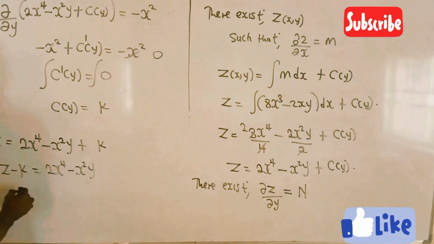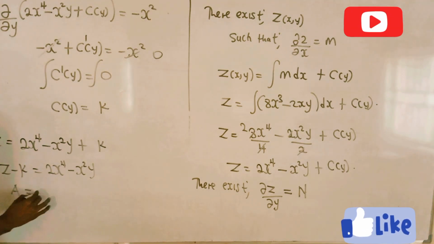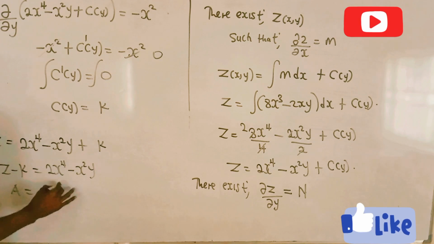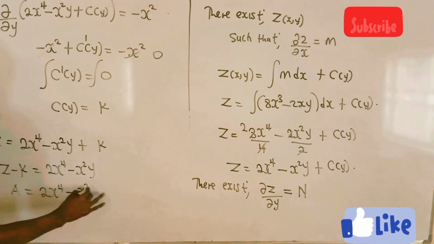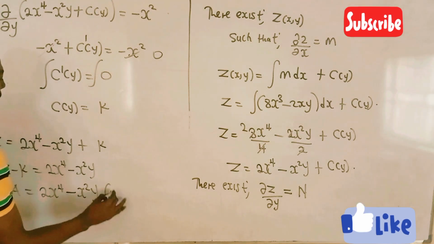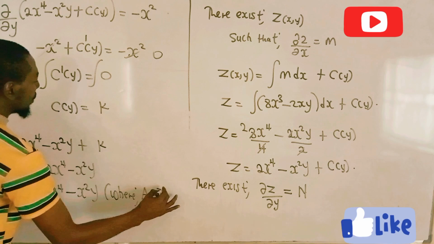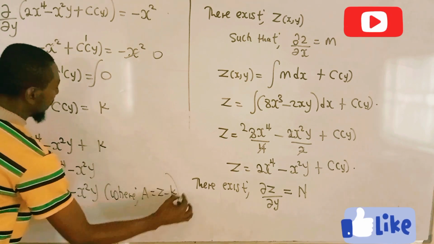Of course, we have a is equal to 2x raised to the power 4 minus x squared y, where a is equal to z minus k.